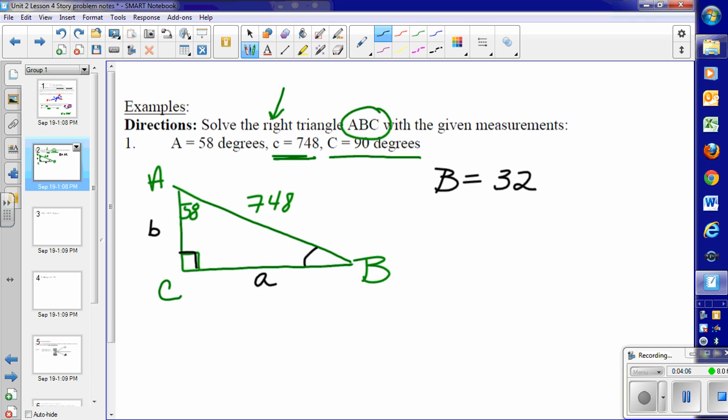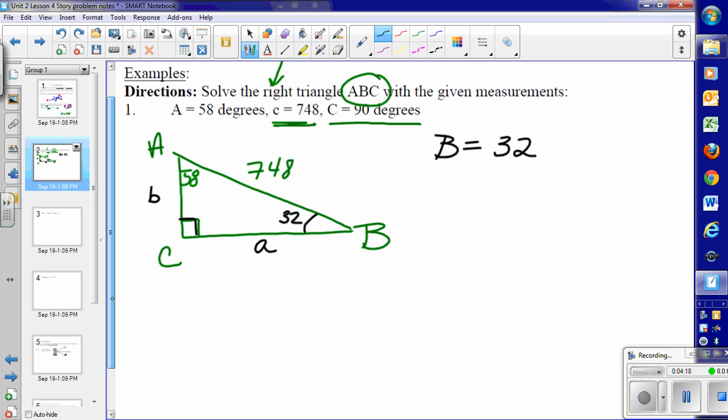All right, now that we know that this angle is 32, I'll also put that in the picture. But notice I'm using a different color, and that is very intentional. It is because I want to make sure that I keep track of which parts were given versus which parts I figured out, in order to try to be as accurate as possible.